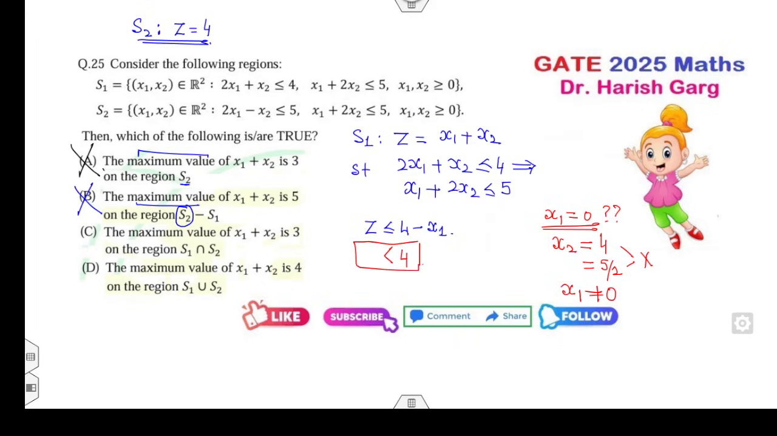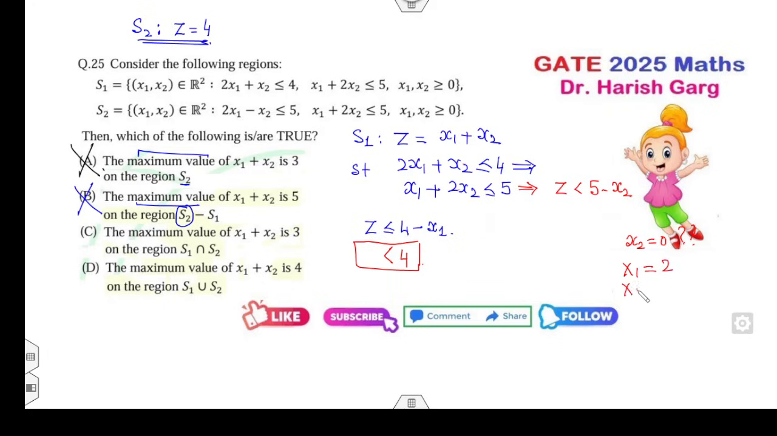Once x1 can never be 0, that means the value of z is strictly less than 4. Clear? Now, if you say, sir, I will find the value of z from here, then z will be 5 minus x2, and again whether x2 will be 0, we will see what is the value of x1. x1 will be 2, from the second it is 5, that means x2 can never be 0. Fine. Now how can you find the values of x1 and x2?